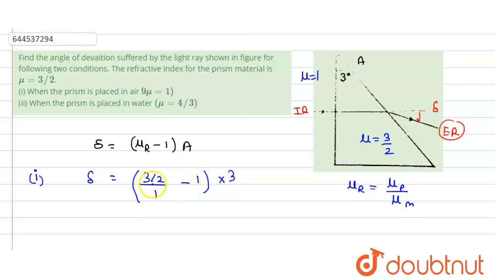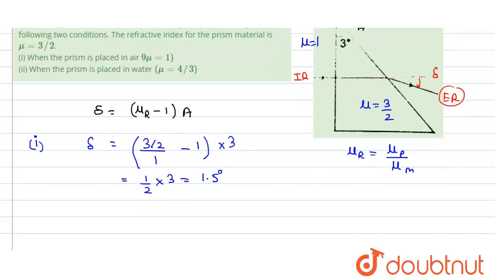So what would this be? It would be 3 divided by 2 minus 1, which is equal to 1 divided by 2. So it is 1 divided by 2 into 3. It would turn out to be 1.5 degrees. So this is the first part.